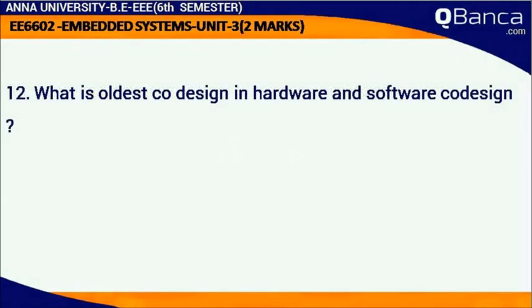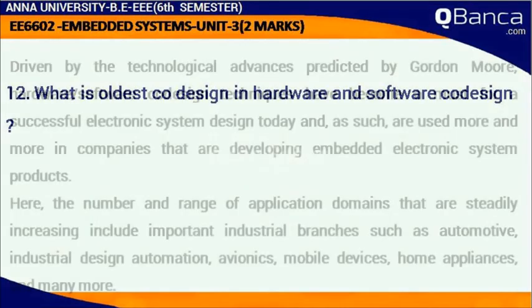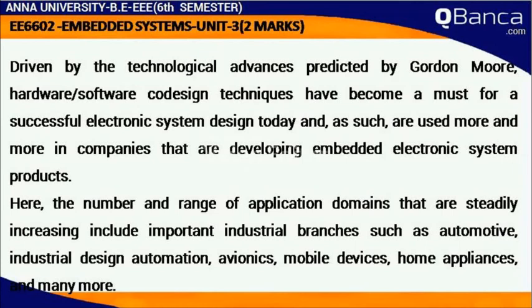What is the oldest co-design in hardware and software co-design? Driven by the technology advances predicted by Gordon Moore, hardware and software co-design techniques have become a must for successful electronic system design today, and as such are used more and more in companies that are developing embedded electronic system products. Here the number and range of application domains are steadily increasing and include important industrial branches such as automotive, industrial design automation, avionics, mobile devices.